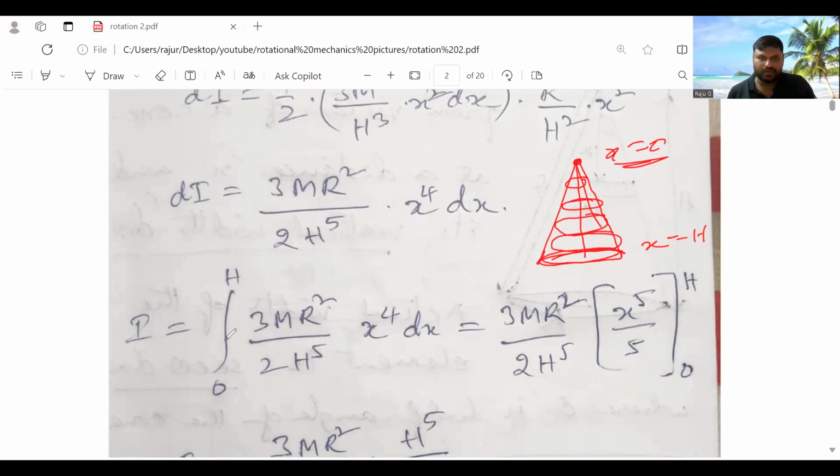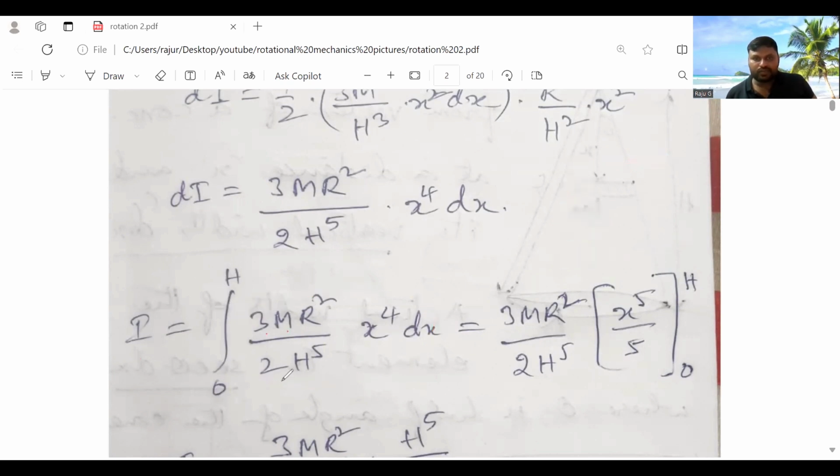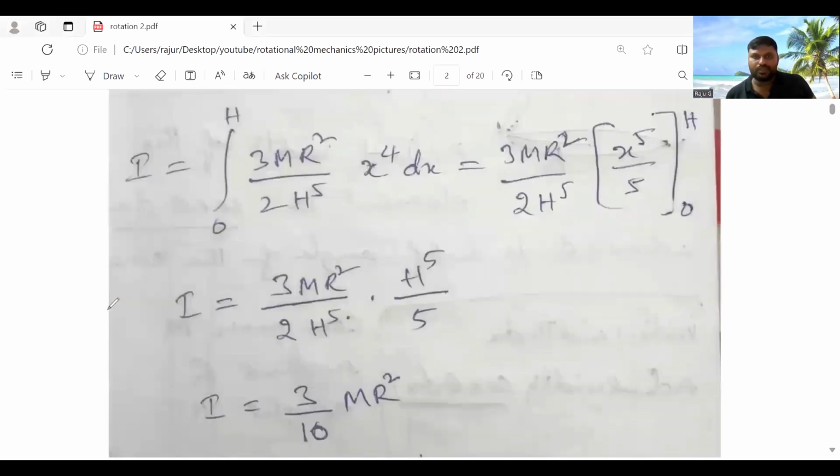Substitute the proper limits. I is equal to integral 0 to h of di, whose value is this. And then we know that 3m r square by 2h power 5 is an integration constant. Take it out of the integration, and integration of x power 4 will be x power 5 by 5, and limits are 0 to h. Substitute the upper limit and then minus the lower limit. After substituting upper limit, we will get h power 5 by 5 minus, after substituting the lower limit, 0 power 5 by 5. So this is no value, it is just 0.